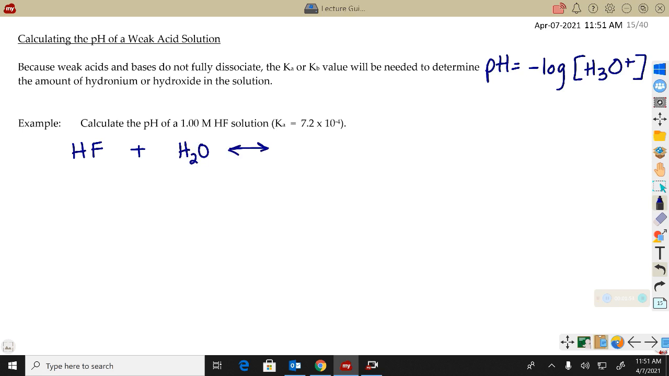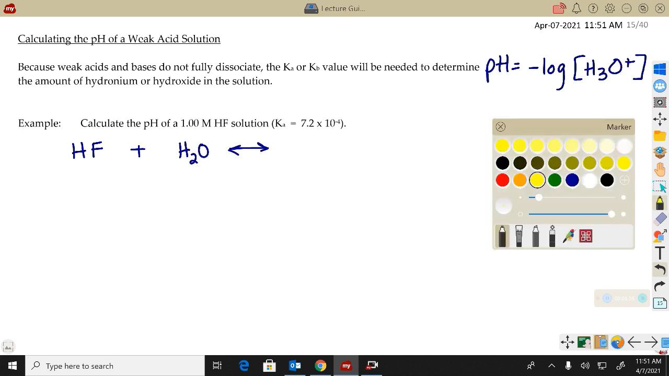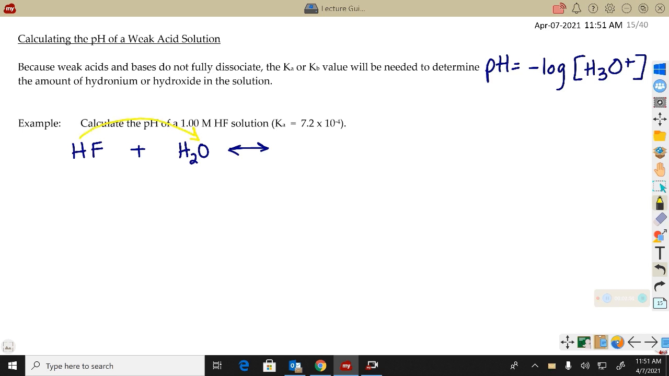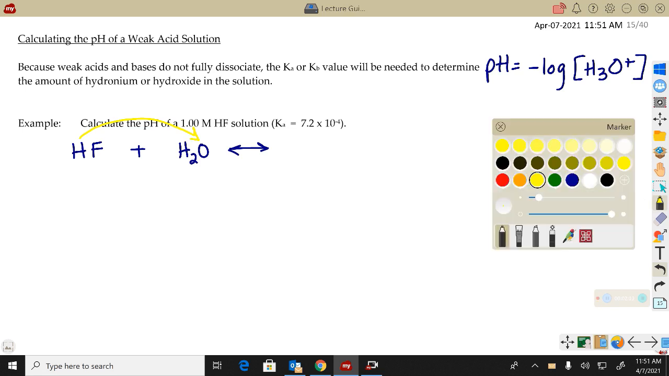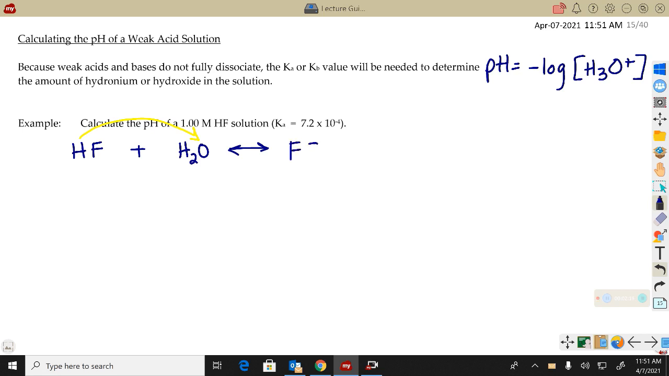And so now, the definition of an acid is a hydrogen donor. So the HF is going to donate a hydrogen, and that really electronegative oxygen on water is going to be the hydrogen acceptor. It'll act like the base. So we've got our acid, and water is going to act like the base. On the product side, I'll be left with the fluorine ion and H3O+.